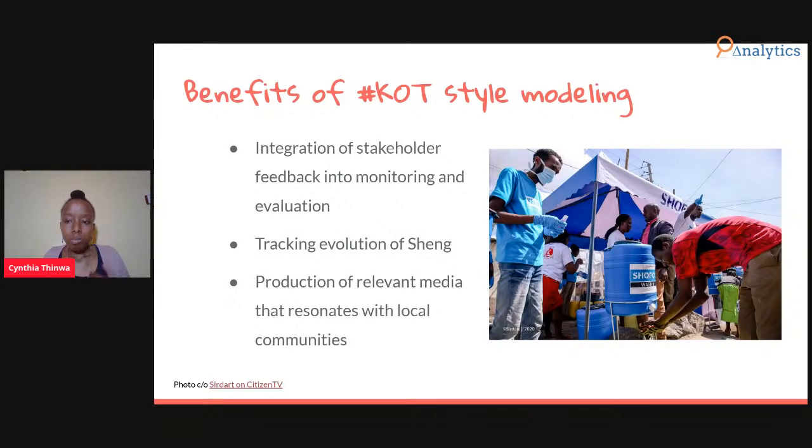So first of all, as we have seen in the earlier part of our talk, Sheng evolves so fast. So having this kind of solution would allow his organization to be able to track the evolution of Sheng. And because they're able to track that evolution without having an army of people labeling the data, this is the new word, this is the old word, it would help with production of relevant media that resonates with the communities that he would be serving. And when these people go to Moses and give feedback, or when donors to the NGO he works for give feedback, this stakeholder feedback can be integrated into monitoring and evaluation reports.